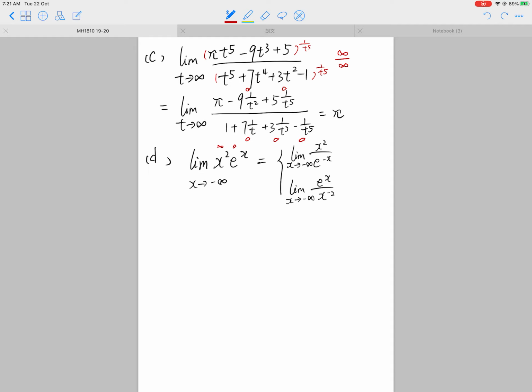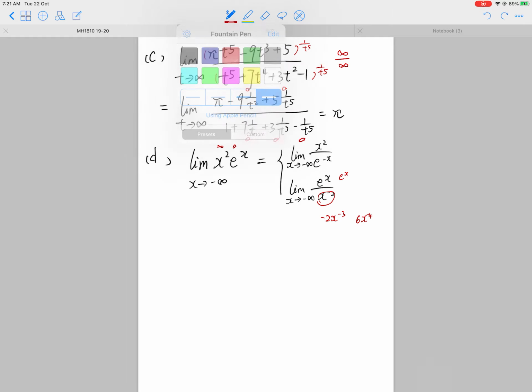But just think about it. If you keep differentiating this, right? If you differentiate this, you will get this. And you differentiate this, you will get this. The power is going to be smaller and smaller, right? And e to the power of x, you differentiate it, you will always get e to the power of x. So we don't see an end to this differentiation. However, here, when you differentiate this twice, you get a constant, which is quite good for us, right?